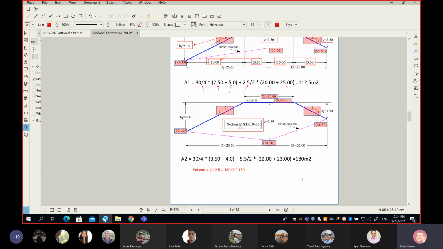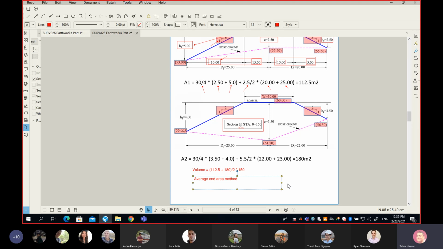Exactly. So what do we call this method here? I'm going to write the name for you. This method is called the average end area method. And if you guys remember, do you remember when I talked about the trapezoidal method, what the trapezoidal method is all about? Do you guys remember? What is the reason behind it?